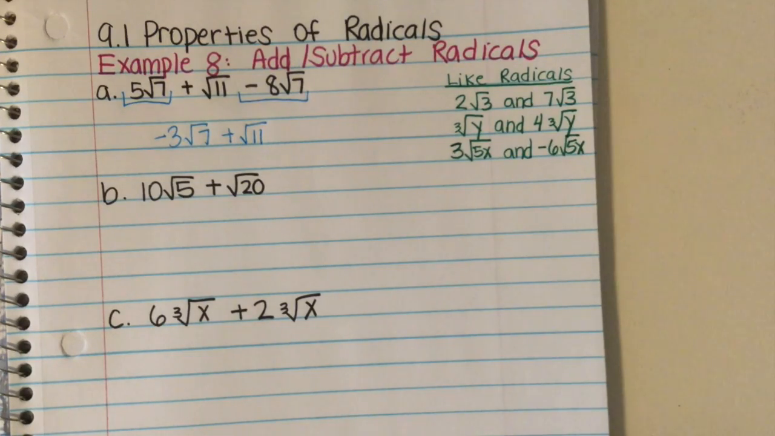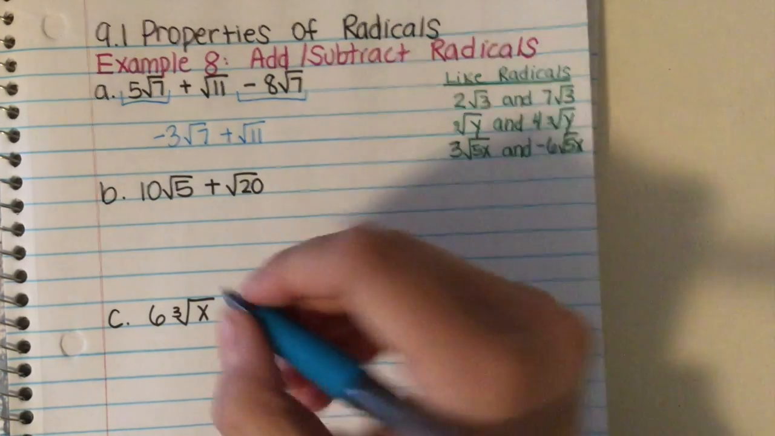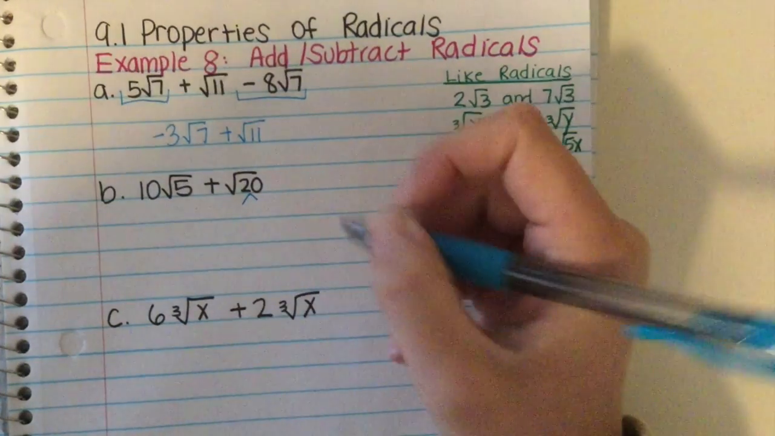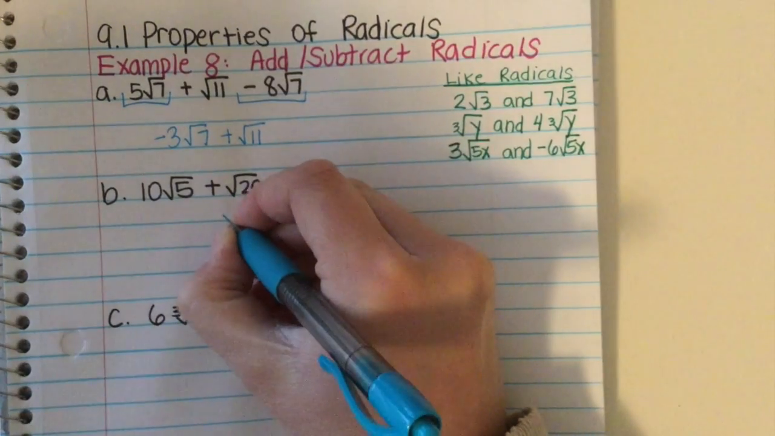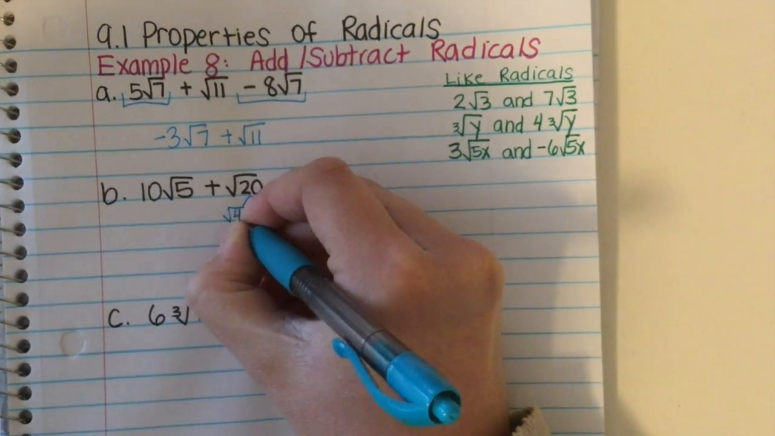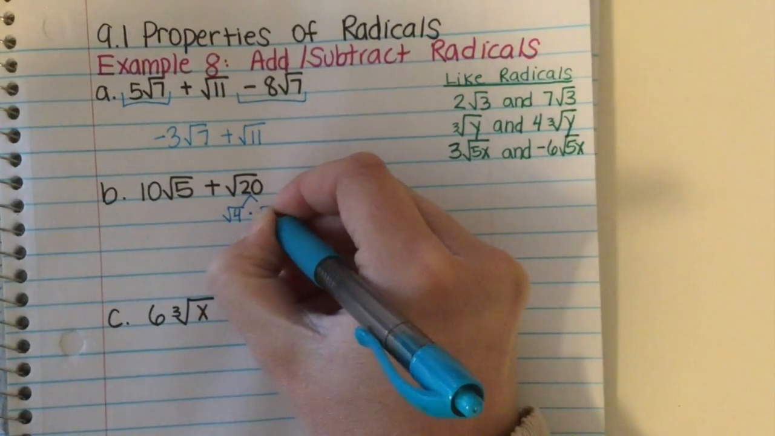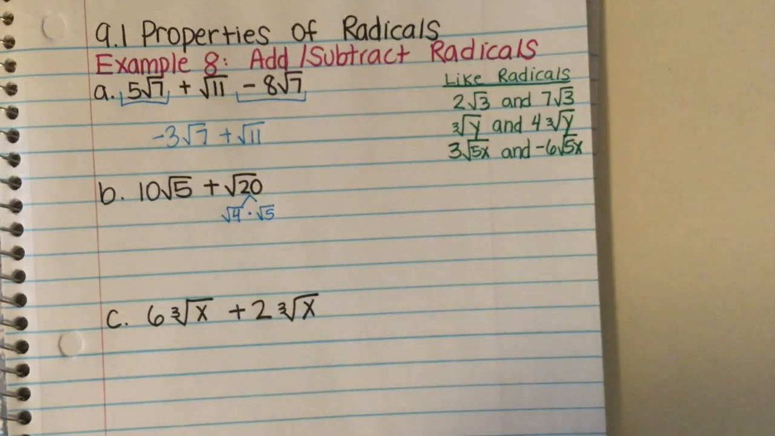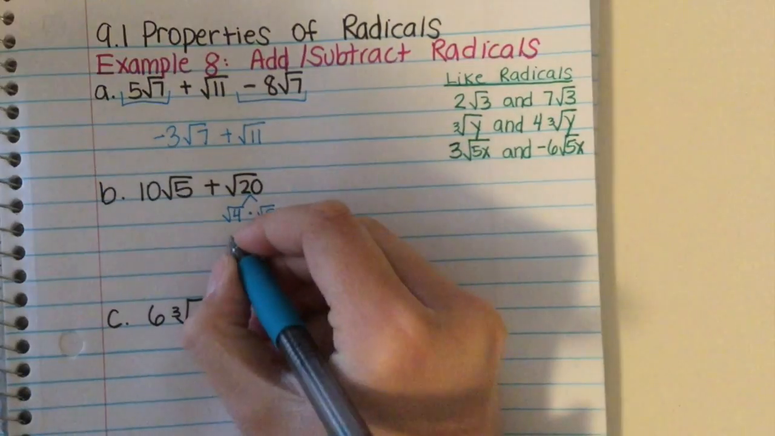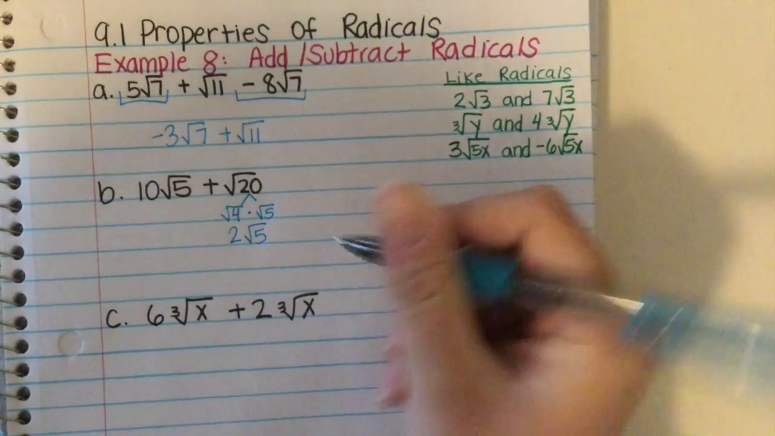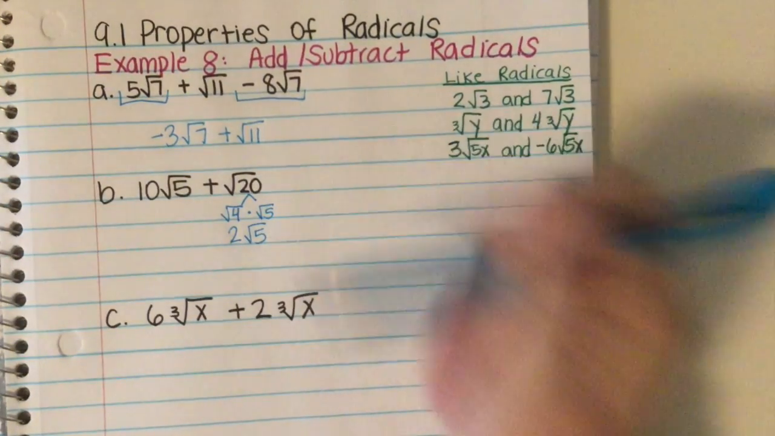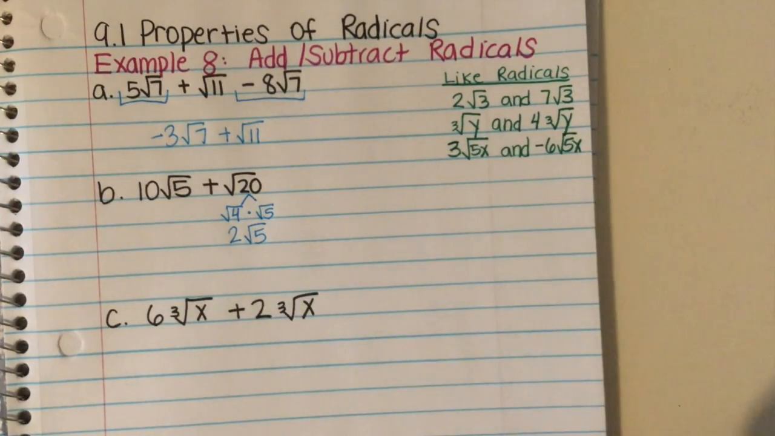In letter B, it doesn't appear that we have any like radicals. But if I look at it again, I know that I can simplify the square root of 20 so that I can have a like radical with the square root of 5. So I'm going to break this down so that it's seen as the square root of 4 multiplied by the square root of 5. I've simplified that expression a little bit further, which gives me 2 multiplied by the square root of 5. So the square root of 20 is equal to 2 multiplied by the square root of 5.